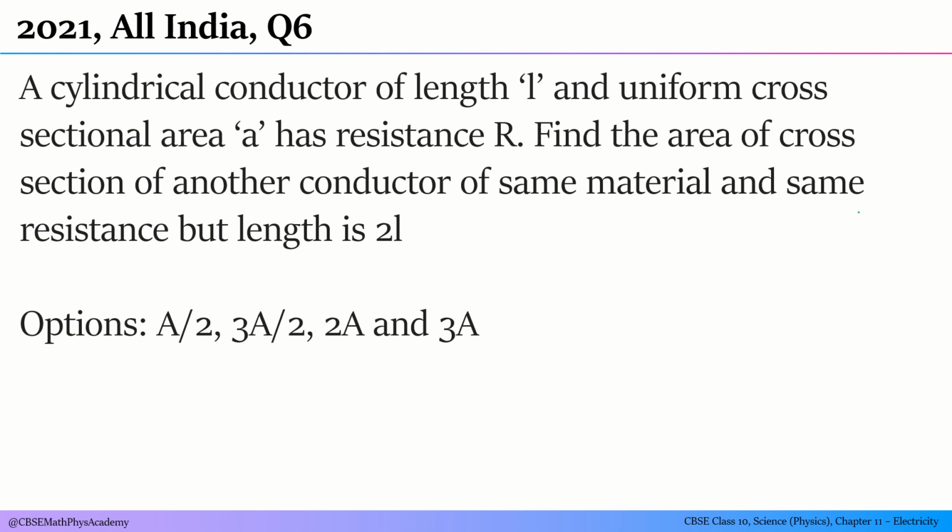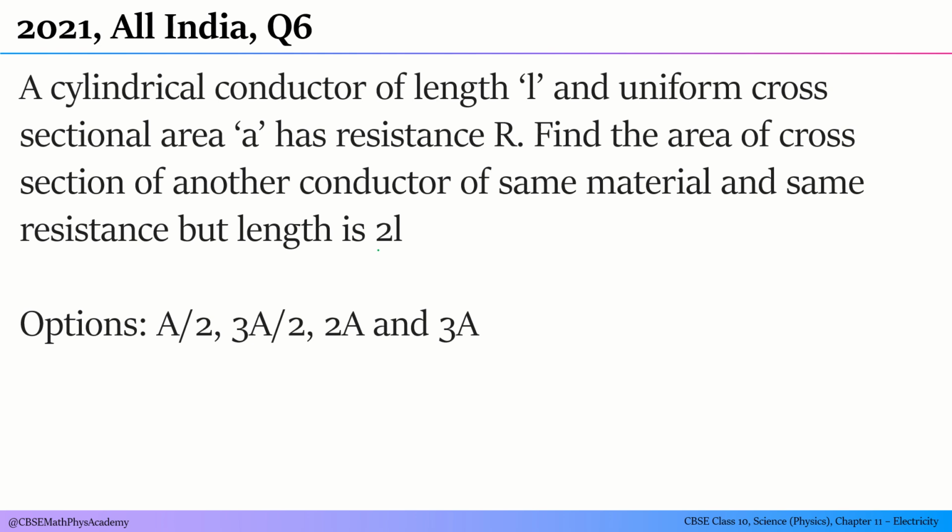Now we have another problem from 2021. A cylindrical conductor of length L and uniform cross-section area has resistance R. Find the cross-section area of another conductor of the same material and same resistance, but length is 2L. This is a slight modification of the same pattern.